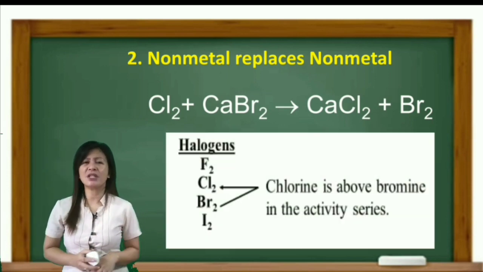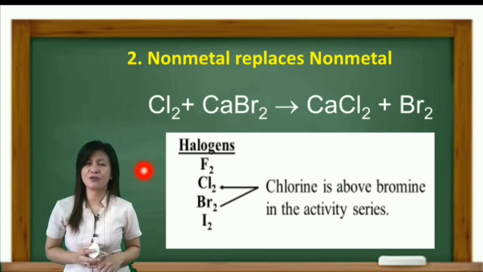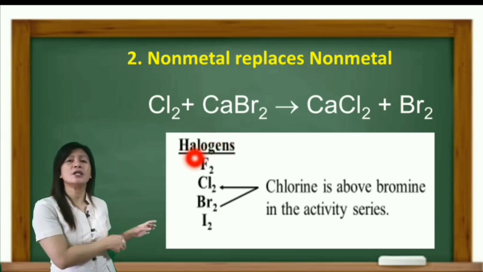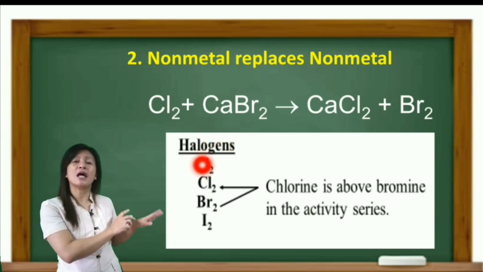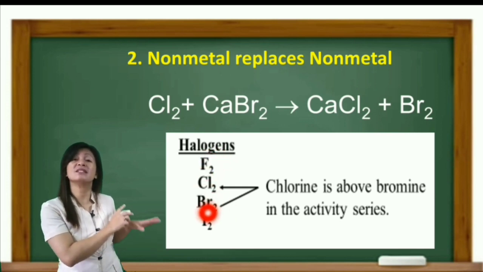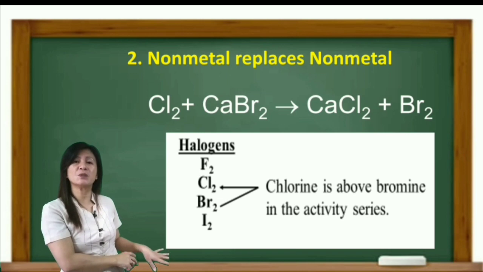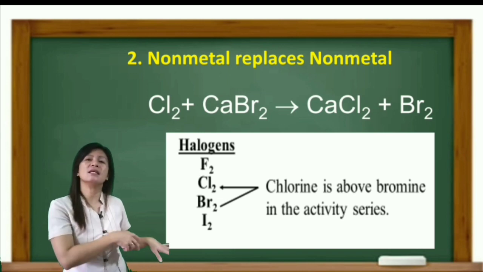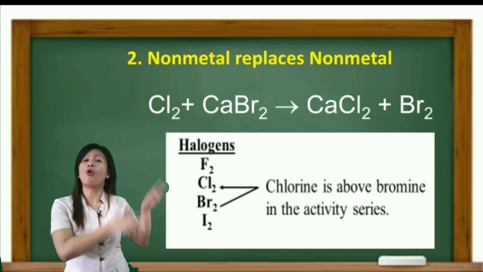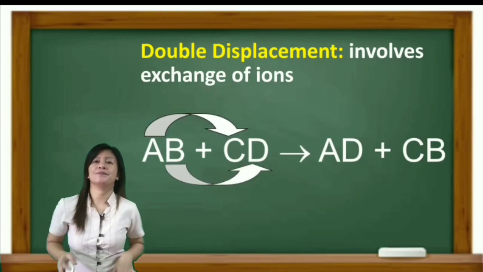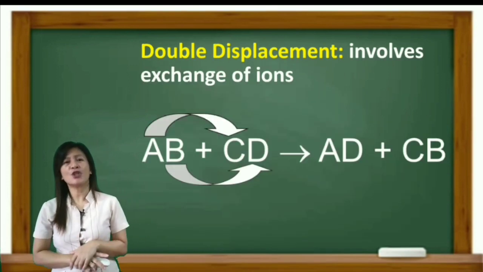So if we have an activity series for metals, we also have an activity series for non-metals. As you can see here, among the most active non-metals or halogens, we have fluorine as the most active in the topmost position, while iodine in the lowest position, the bottom, means that it is the least active of all the halogens. Let's go to the last type.